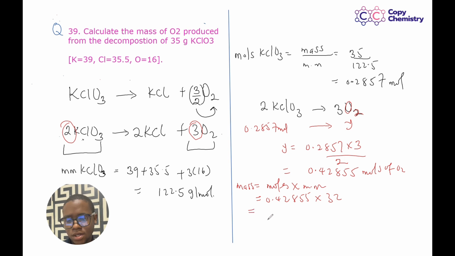Okay? And when you solve that out, you get about 13.7136 grams. Equal to 14 grams if you would like to put it that way. Approximately equal to 14 grams. This is 2 significant figures, right? So your final answer should be in 2 significant figures as well. So 14 is a good answer, or you can write 13.7 and that would still work very fine.